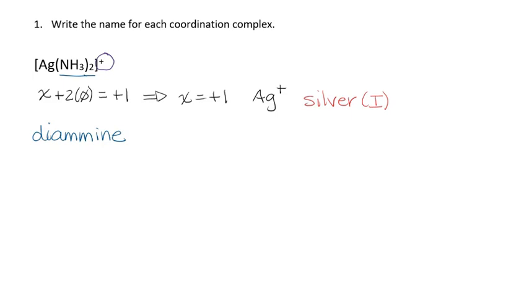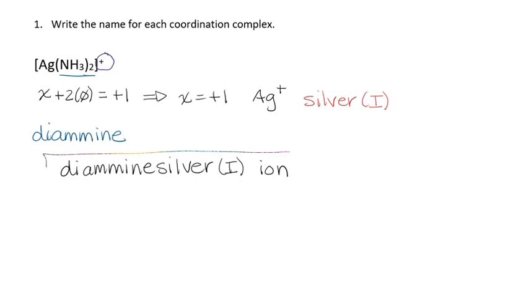The next thing we do is we piece it all together. The name of the complex will go in order of ligands first, then metal, then the word ion, because this is a standalone complex. So our final name for this is diamminesilver(I). It's all one word with no spaces, except for now we have a space before we put the word ion.